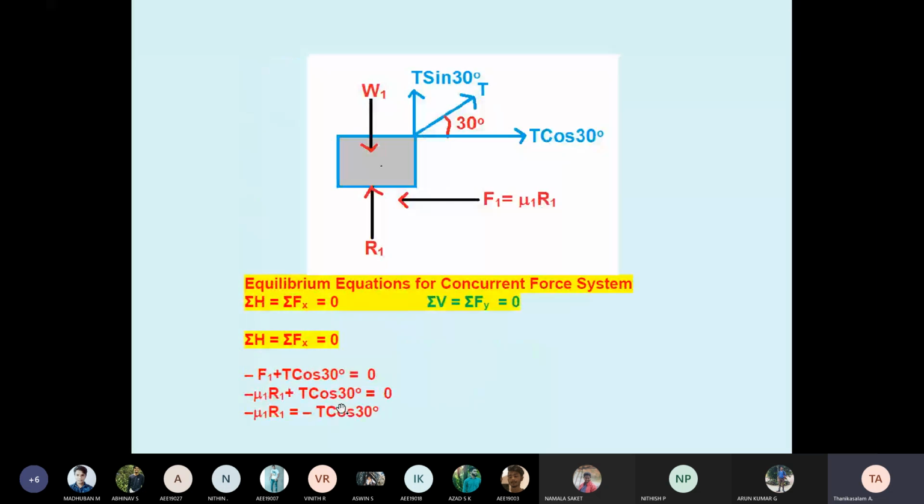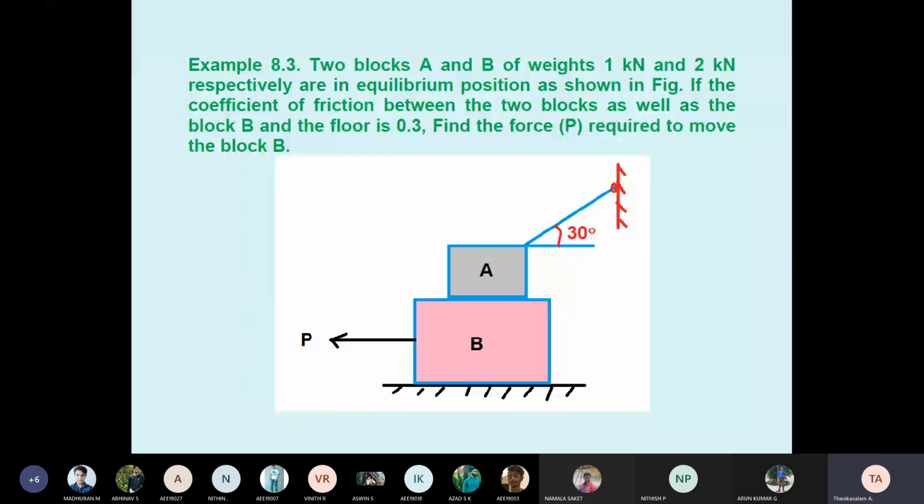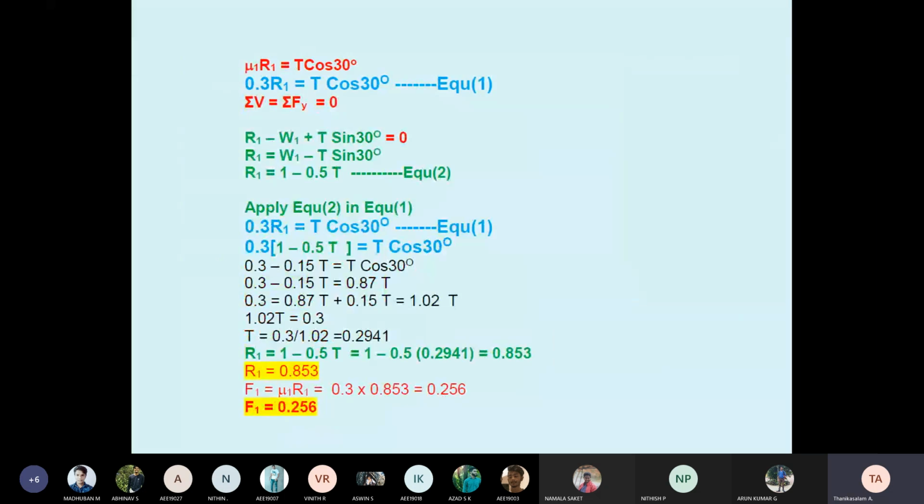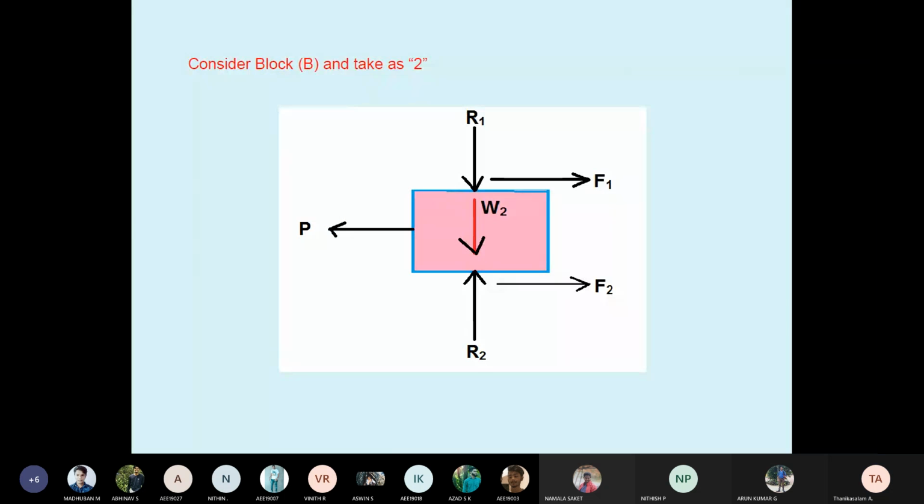Now see block B. Students, now see block B. Block B has an applied force, in which direction? P is on the left side, no? Okay, P is the applied force on the left side, so friction is on the right side. Here block B is in contact on both the upper and bottom sides. Therefore, see the free body diagram. See where the pulling force is on the left side. Therefore, friction is on the right side.